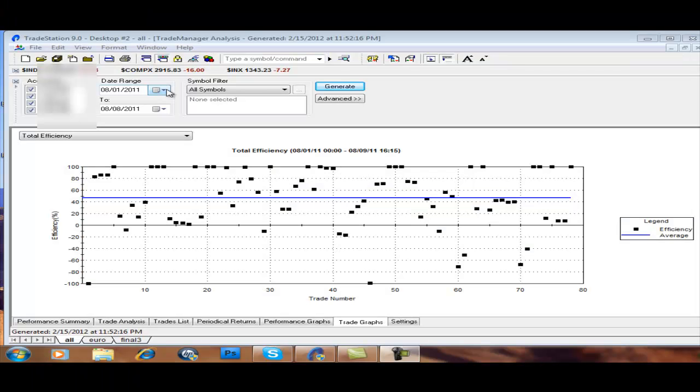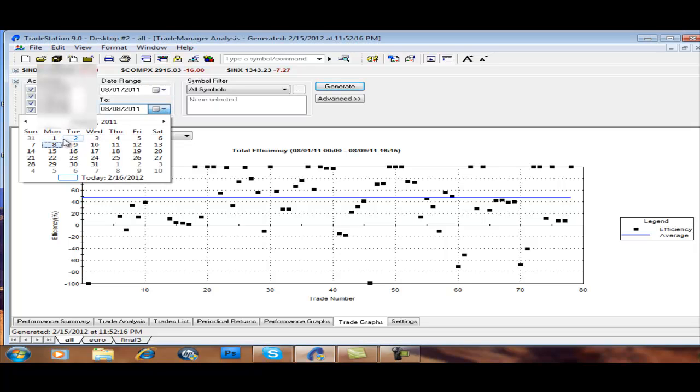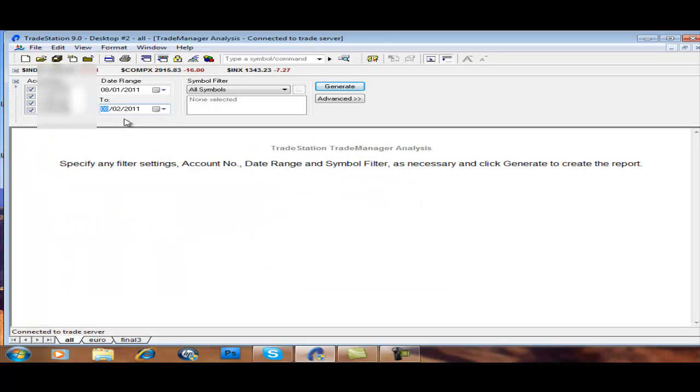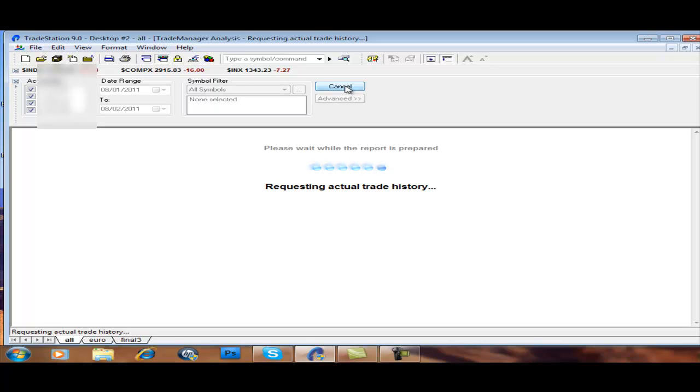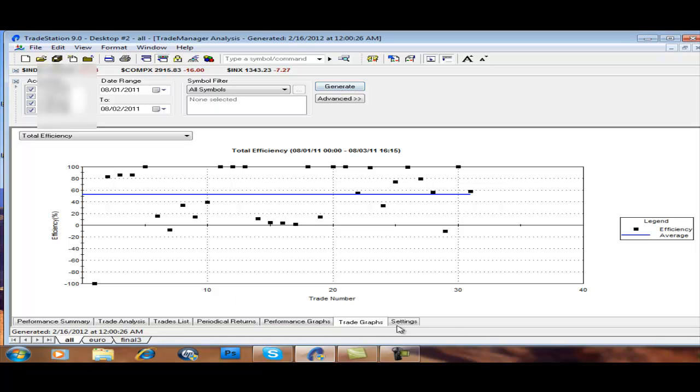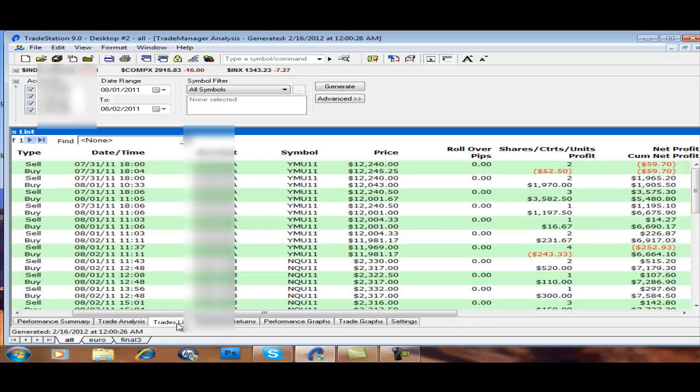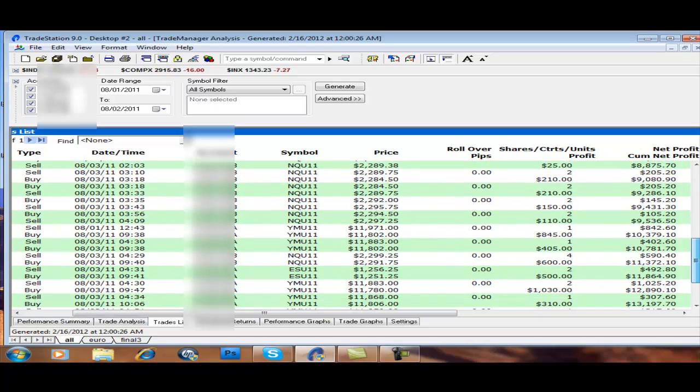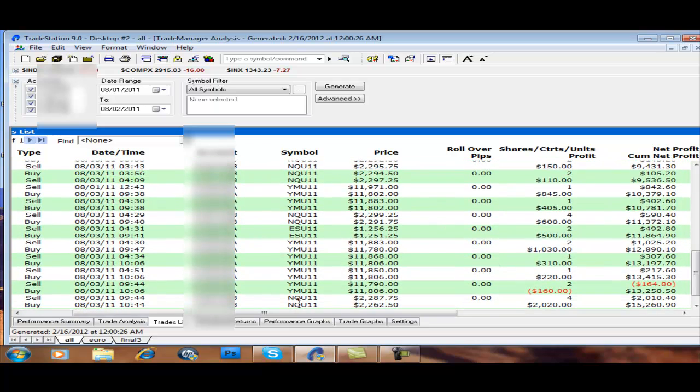Also, before we finish up, I wanted to go over something that you might find interesting as well. I'm going to show my best week here, but I'm going to start out with probably one of my better days of the year. August 1st, 2011. Trade list. We're trading the YM and NQ and some ES.